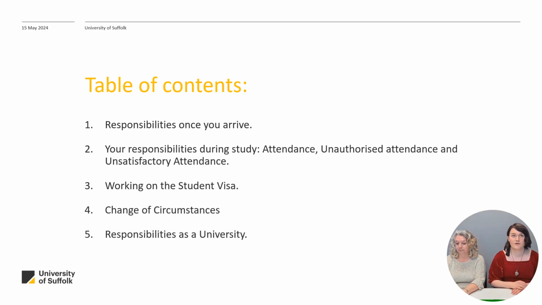So we are going to cover your responsibilities once you arrive. We're going to cover your responsibilities during study, so attendance and authorised attendance, and what we would consider unsatisfactory attendance to be. We're going to talk about working on the student visa and what work you can do, what work you can't do. We're going to move on to changes of circumstance, which is a really important aspect to understand. And then finally, we're going to end with our responsibilities as a university.